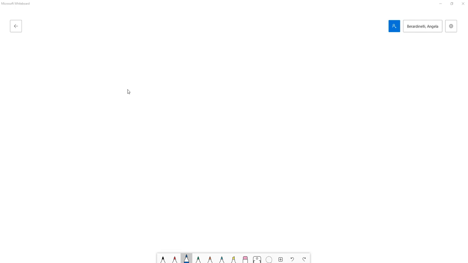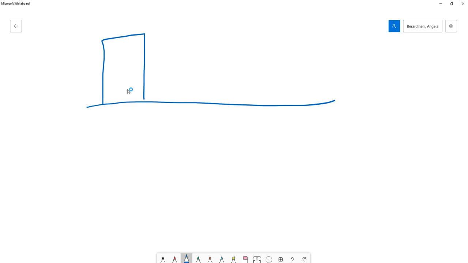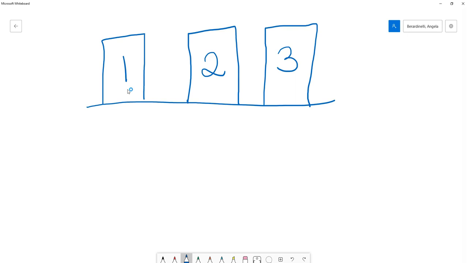In this video, we're going to discuss the Monty Hall problem, which is named after the Monty Hall show, and it was a game show where at a certain point, the contestant gets to choose between 3 doors. Behind each door, there's either a prize or a goat. So you have 3 possibilities.